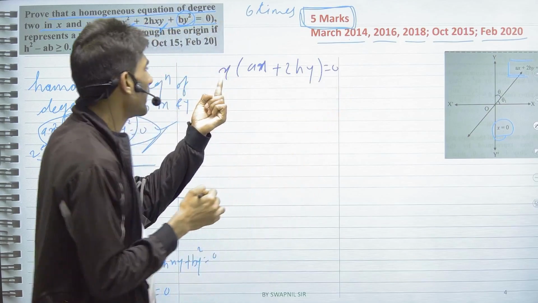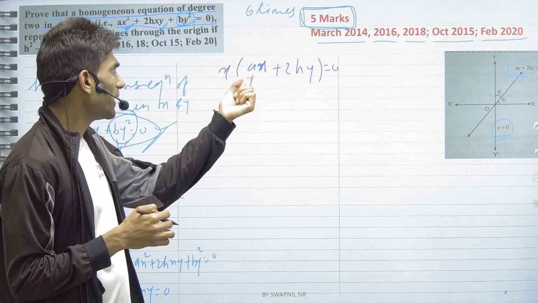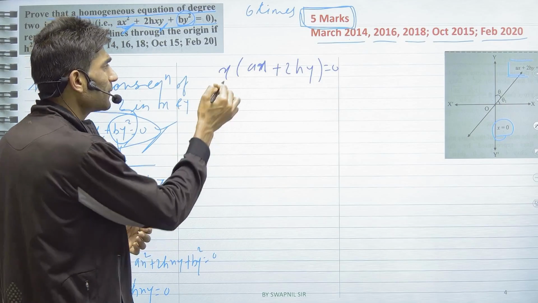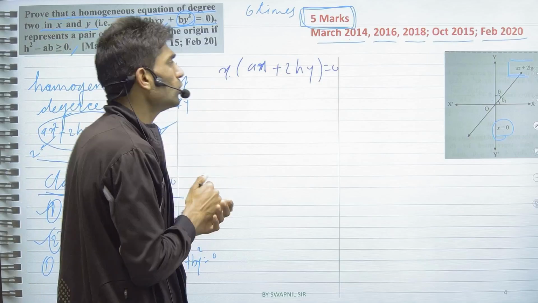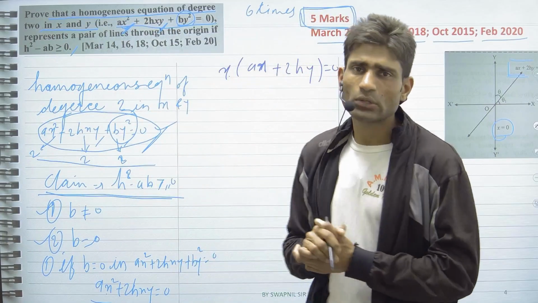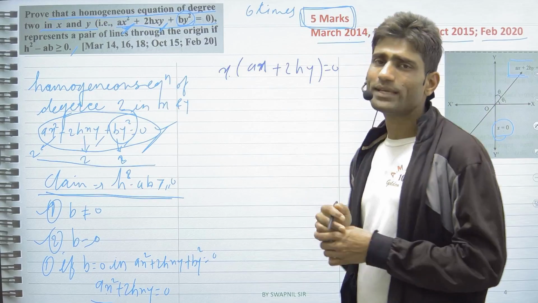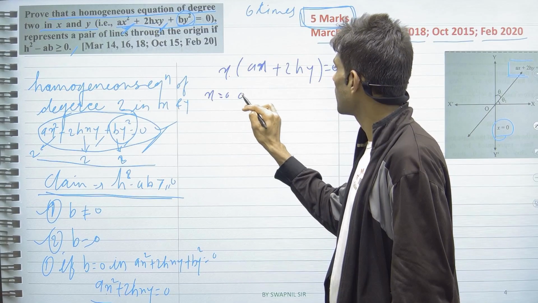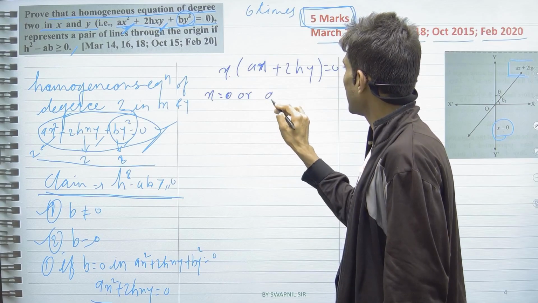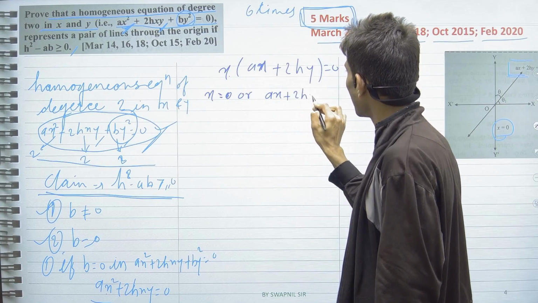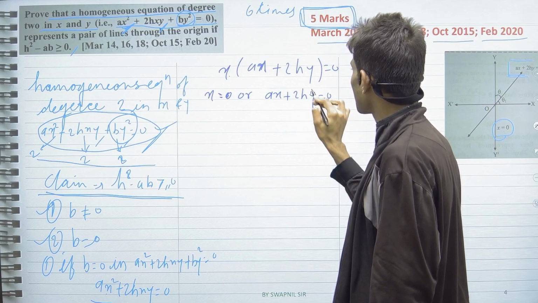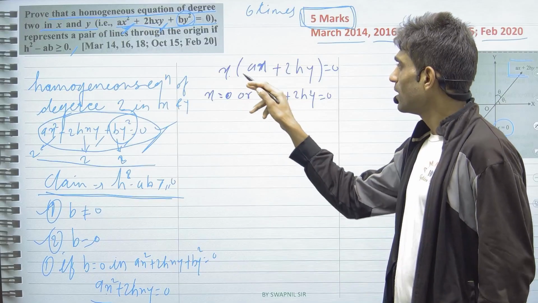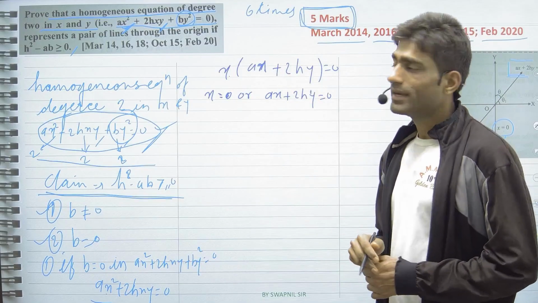So we are left with the equation x(ax + 2hy) = 0. Now we see that we have the multiplication of two brackets which is 0. That means one of them needs to be 0 here. That means x = 0 or ax + 2hy = 0. Then we say that the multiplication of the two brackets is coming to 0.